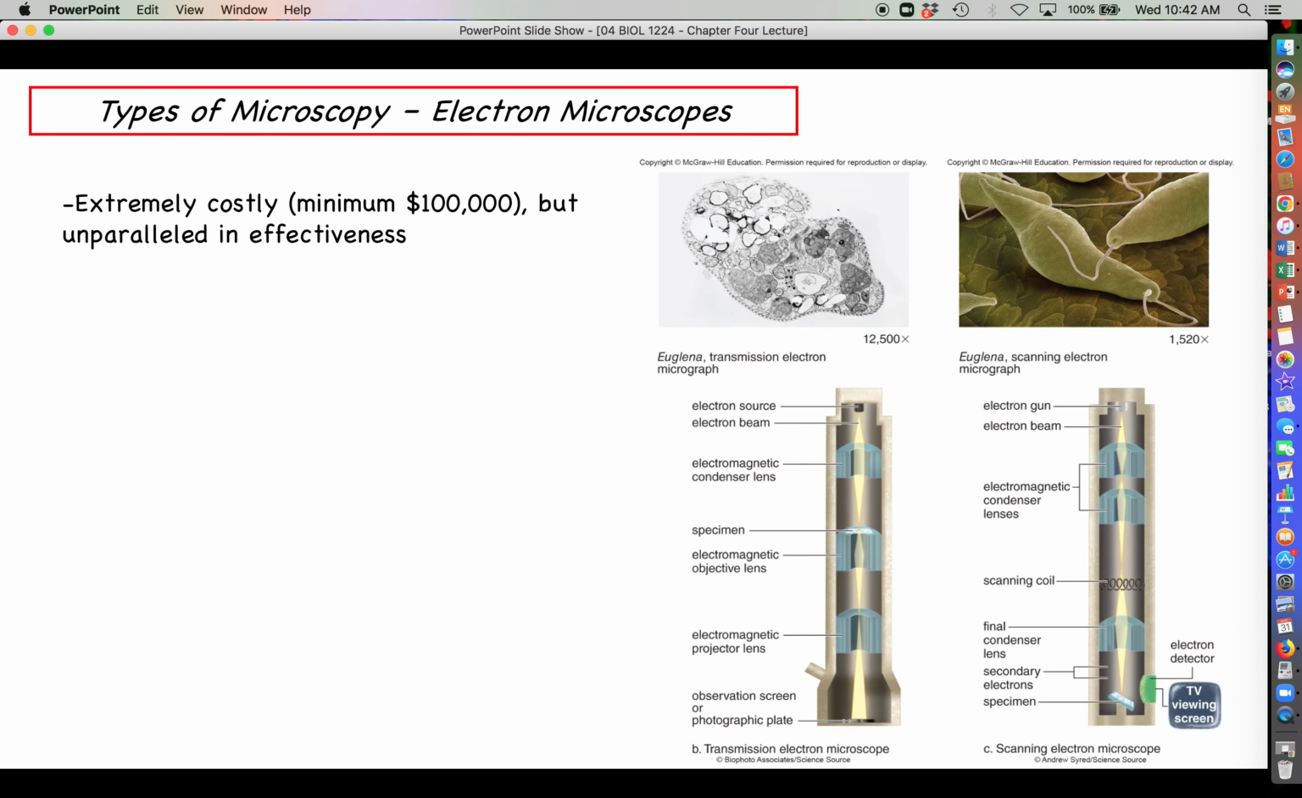Now, one of the bad things about the compound light microscope: it's obviously very easy to use, very easy to get, and it works for most things, but there are some limitations.